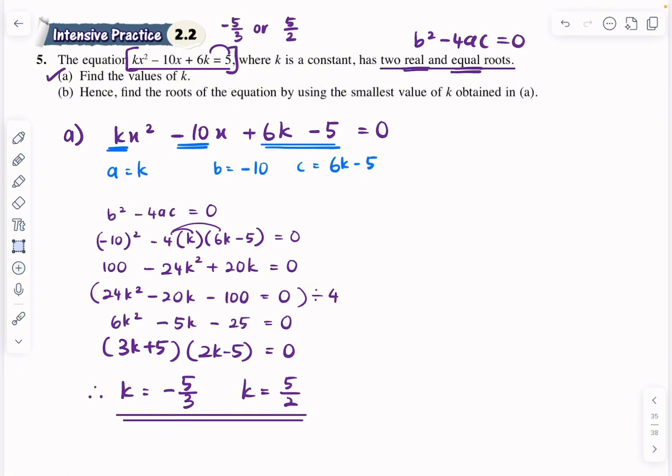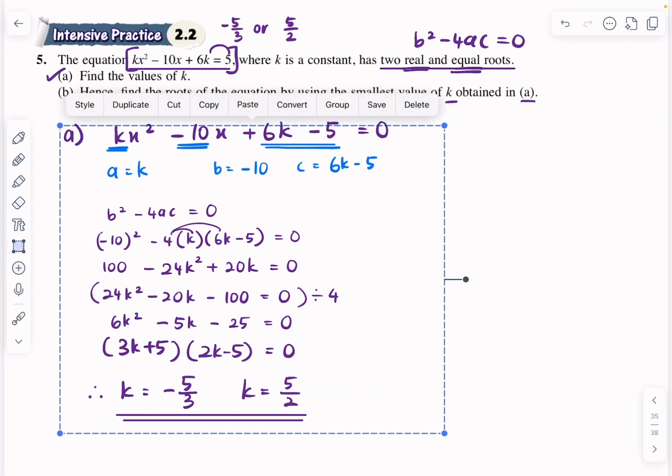Next, let's look at b. They said, hence, find the roots of the equation by using the smallest value of k obtained in a. So from these two, the smallest value will obviously be the negative. Negative is smaller than positive. So let's take negative 5 over 3 and solve this.